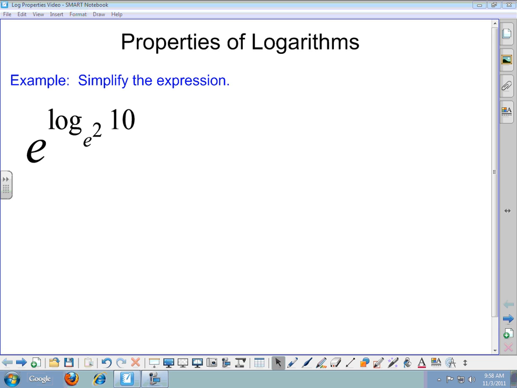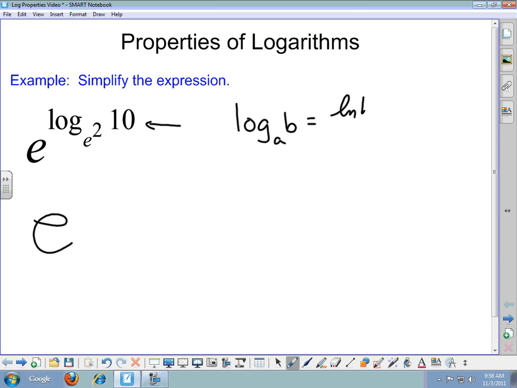First I'd like to work this through in a manual fashion using our log property that allows us to change the base of that exponent. We're going to start by writing e, and for our exponent, we're going to change base from base e squared into base e. That brings us back to the property: log base a of b is equal to the natural log of b over the natural log of a. And we've done this previous to this particular video.